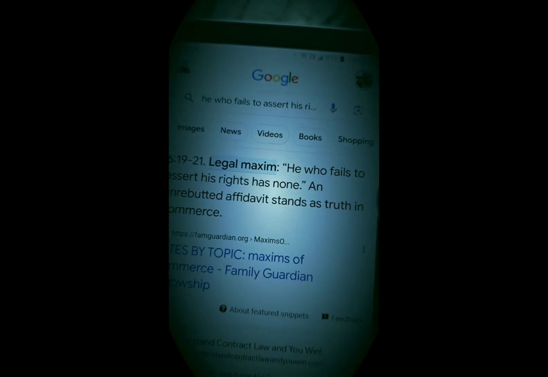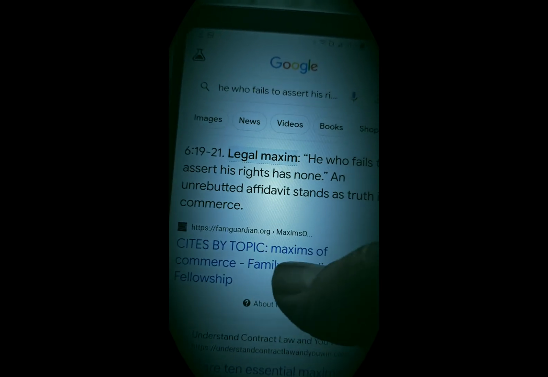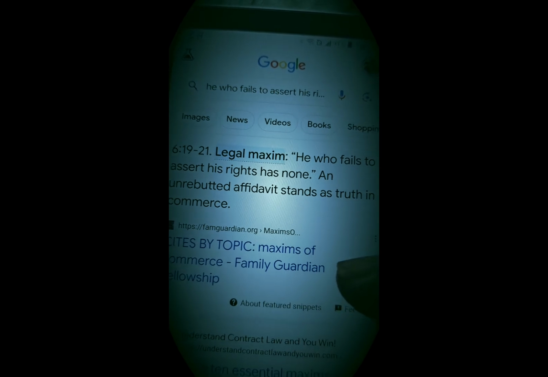Let me see. He who fails to assert his rights has none. Here we go. So it's a maxim of law. See right here? He who fails to assert his rights has none. That's a maxim of law. Maxim of commerce. You have to assert your right. So if you don't assert it, you just go in there and bend over. If I go in your refrigerator and just start eating your stuff and you don't check it, then it's gonna be presumed that you're okay with me eating up your stuff.